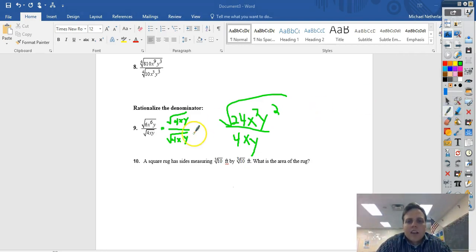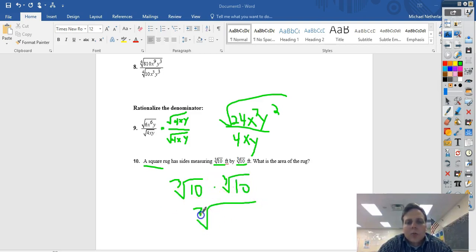Number 10. A square rug has sides measuring cube root of 10 by cube root of 10. What is the area of the rug? Okay, so first off, how do I find the area of a square? Length times width. They tell me what the lengths are. So it's just cube root of 10 times cube root of 10. So I can multiply those together, which I get cube root of 100.